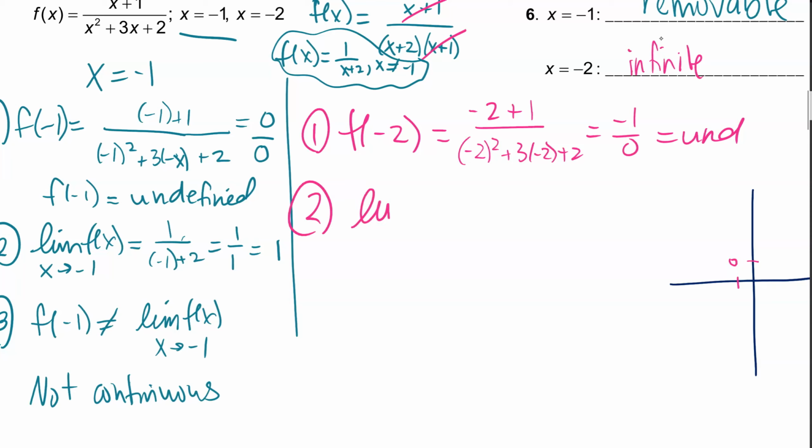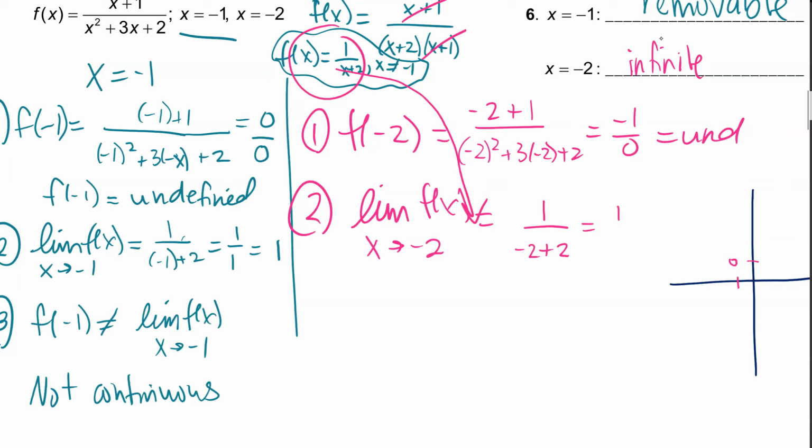Okay, step 2. We want to find the limit of my function as x goes to -2. So for your limit, you use your simplified function, the one where we already crossed out the factors. So I have 1 over x plus 2, and I'm plugging in -2 for x. We're using this down here. Plug in -2, and I have 1 over 0. So that's also undefined. Since both of them are undefined, we know that this is not continuous and it will be infinite.